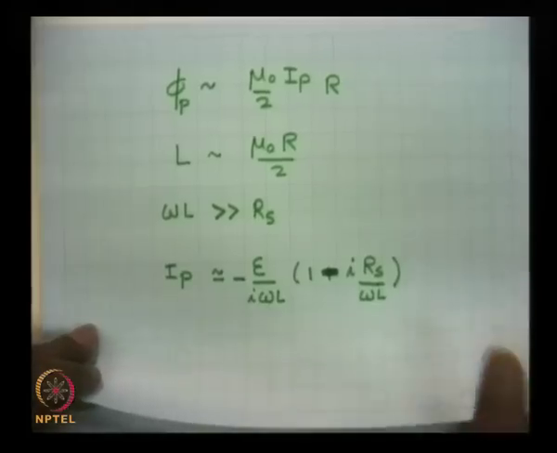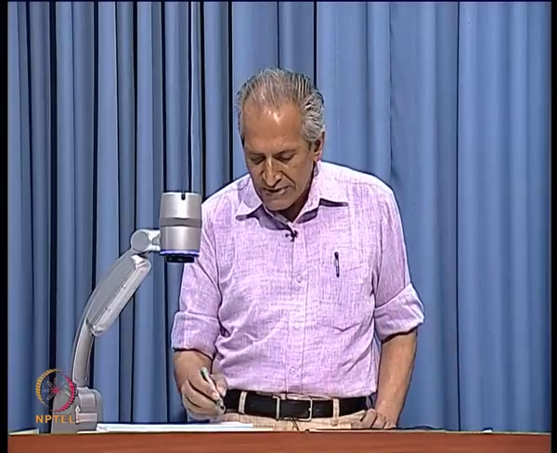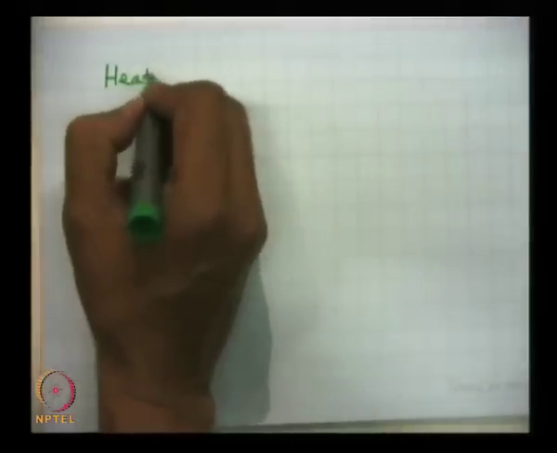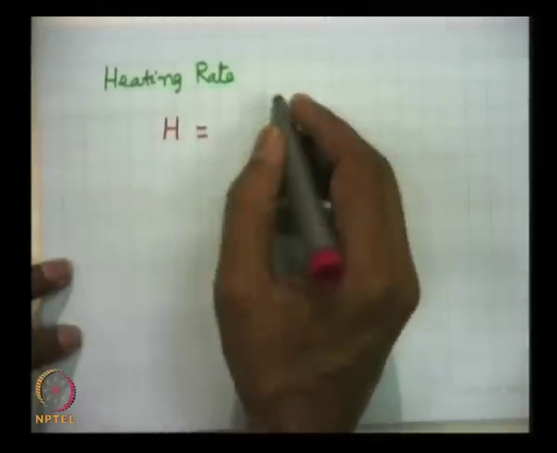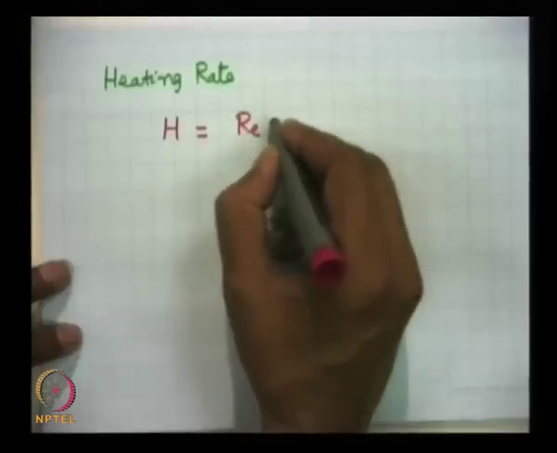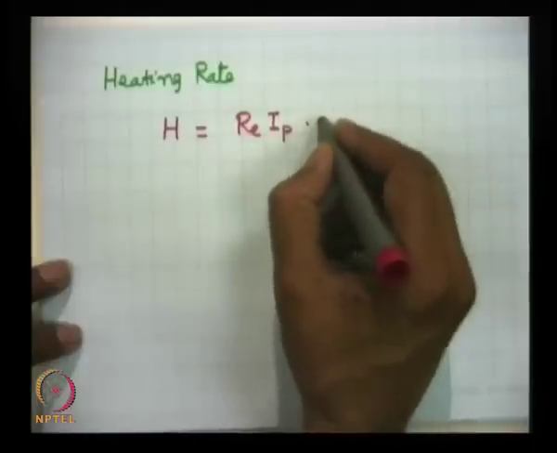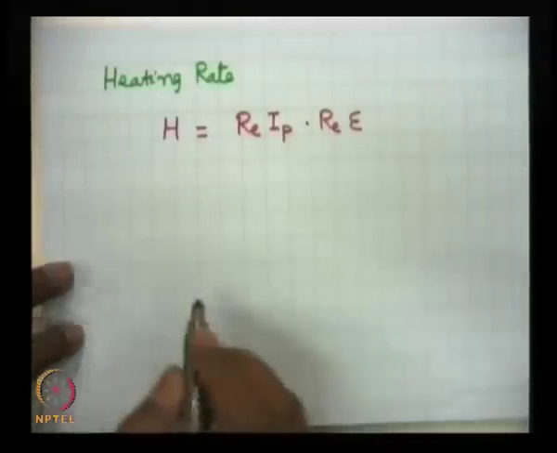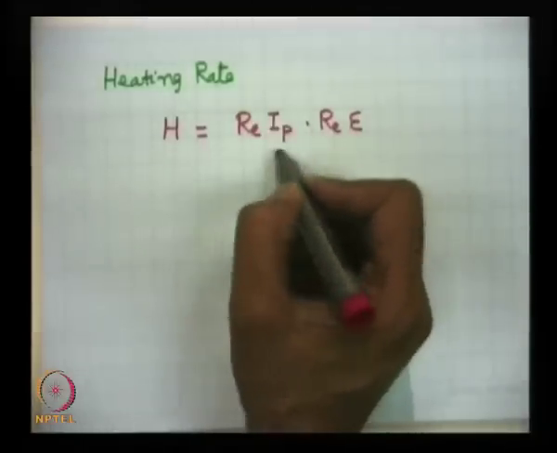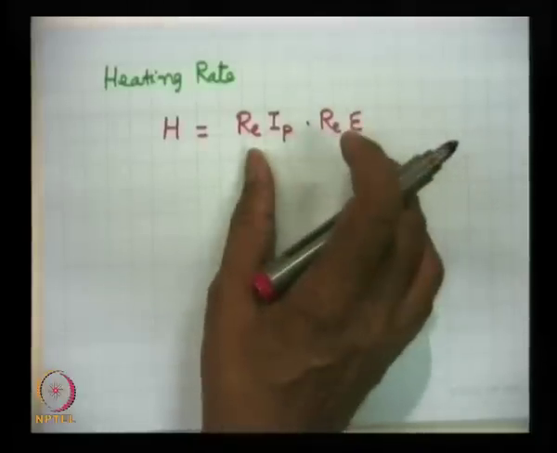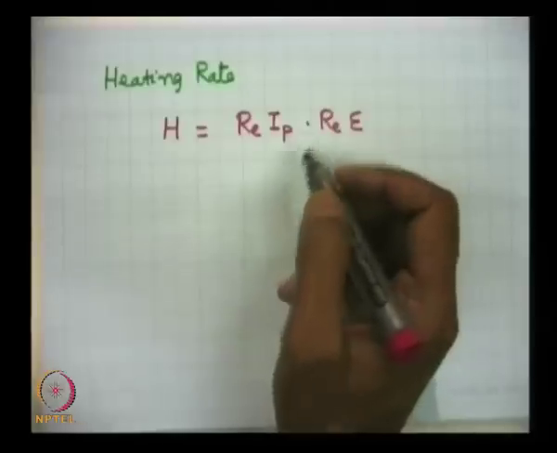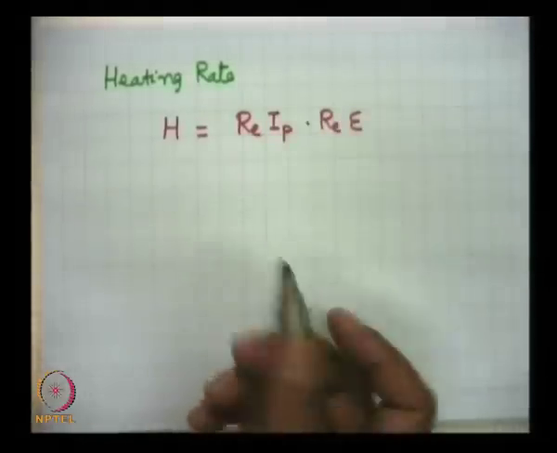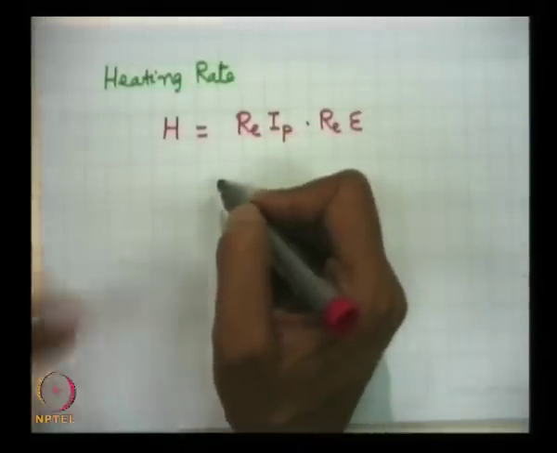Let us see what is the consequence of this term. An important quantity is the plasma heating rate. Heating rate is defined as, if the system has a resistance RS, then the heating rate H is the product of the real part of IP into the real part of EMF. I have used complex notations, otherwise this is actual current multiplied by actual EMF. The product of the two is known as the work done by the EMF per unit volume, not heat dissipation.